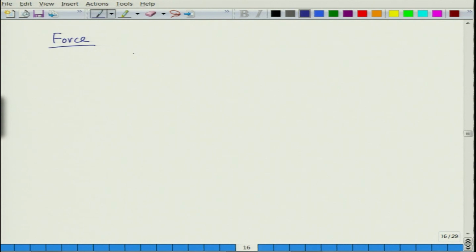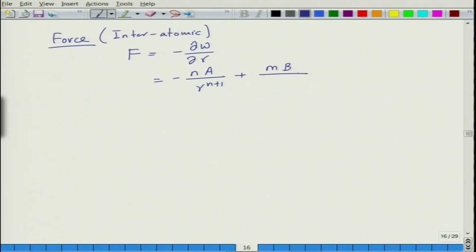So, now the interatomic force, let us say, is equal to minus del W divided by del r. This is equal to minus of n A divided by r to the power n plus 1, and this becomes m B divided by r to the power m plus 1.